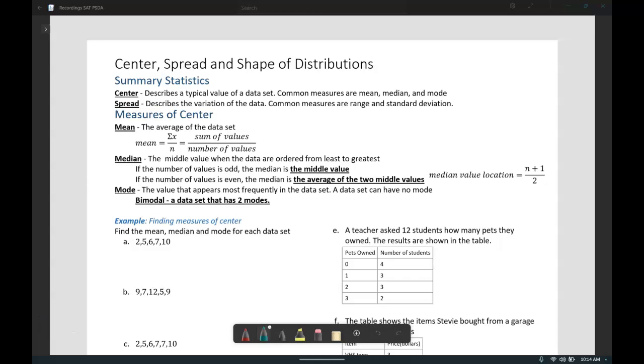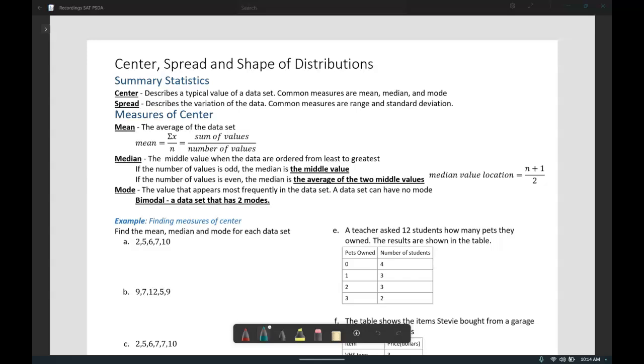We're going to take our first look at some basic and elementary statistics, looking at center, spread, and shape of distributions. We refer to center and spread under a category we call summary statistics because they give a summary of how the data is distributed and where it's distributed. Center refers to typical values of the data set. Our most common measures of center are mean, median, and mode.